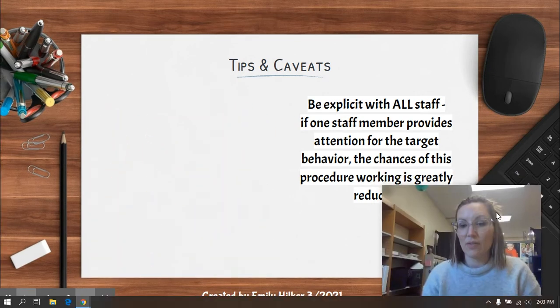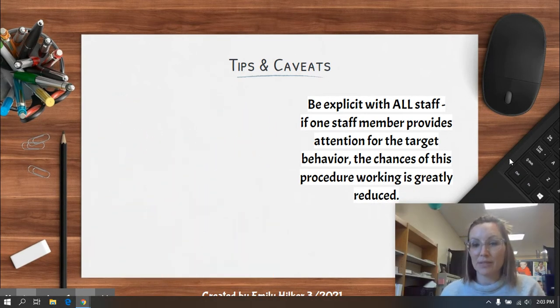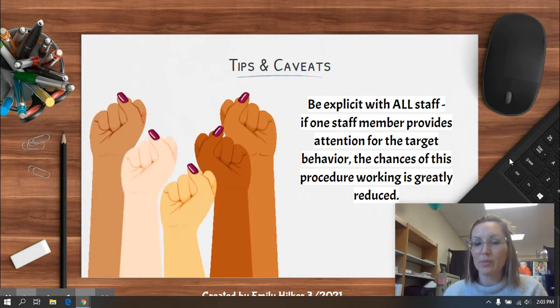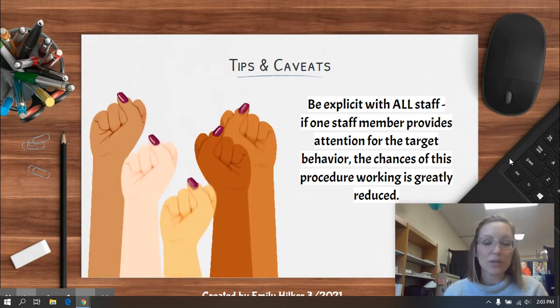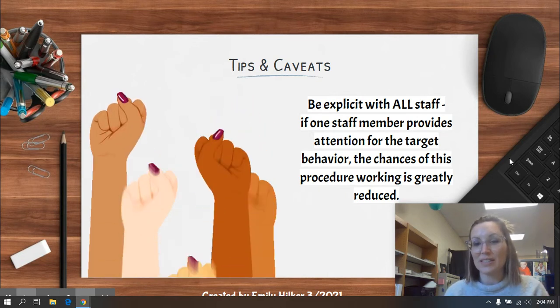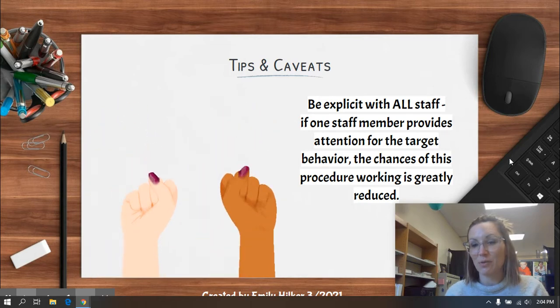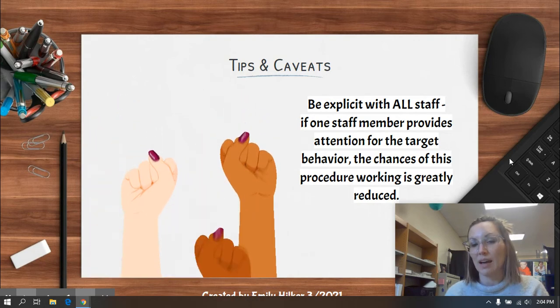Now, some things we need to be careful of. All staff members have to be on board. Anyone working with this student needs to be on the same page. Planned ignoring will not work if the student is able to identify the one staff member to go to get attention for that inappropriate behavior. So it really has to be a united effort.